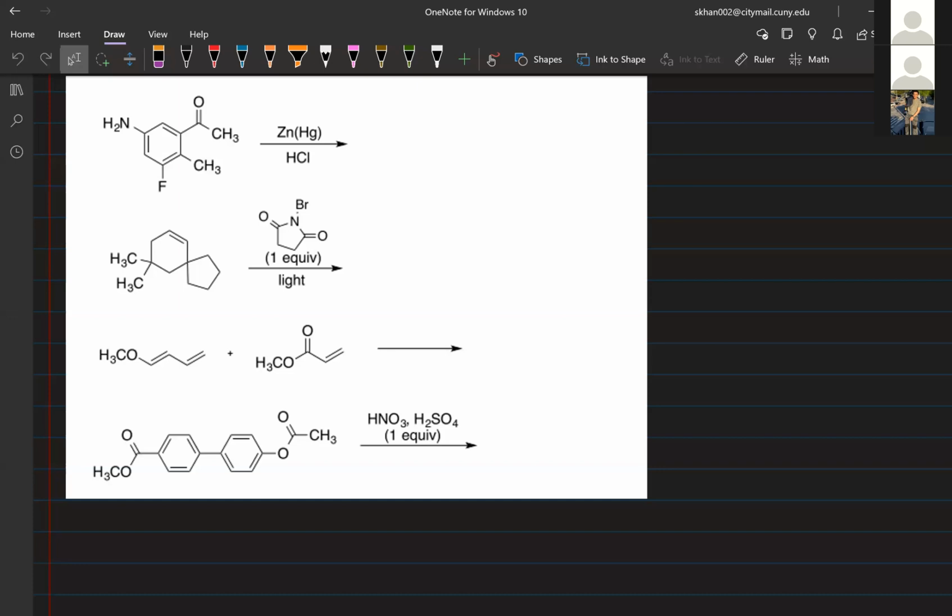Hey, sure. Usually we'll see Zn(Hg), HCl, and then heat too, right? Yeah, but I mean, like I said, it's not too important, right? It's not like the reaction will not occur without heat. It'll occur just very slowly, right? So like in this case, if you forgot to write it, just still go forward with the reaction as you expect it to.